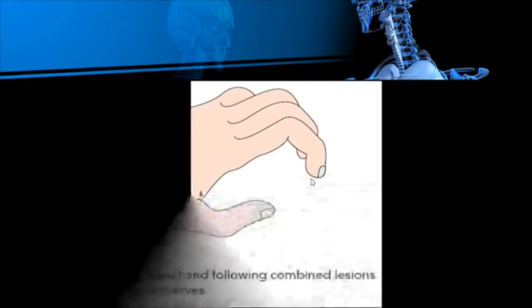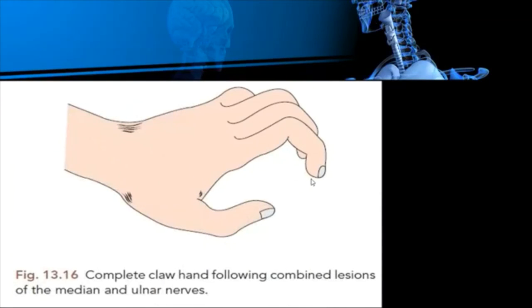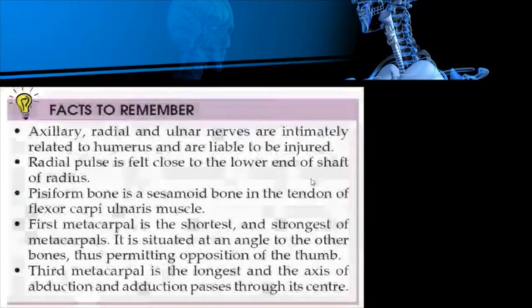So my dear students, moving on to the next slide, this is the figure showing the complete claw hand. The combination of the lesions of median and ulnar nerve injuries will result in the complete claw hand. So this is also a very important feature. There are some important interesting facts for you. I have gathered these facts for you.